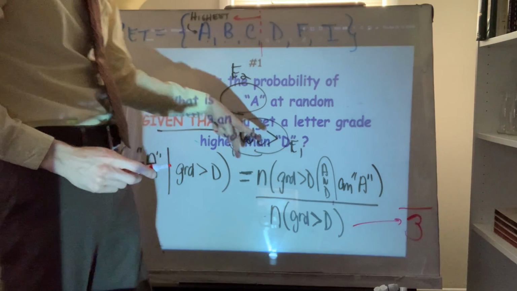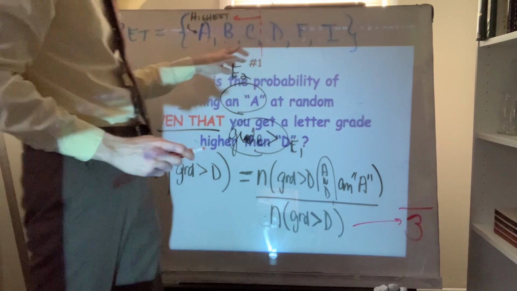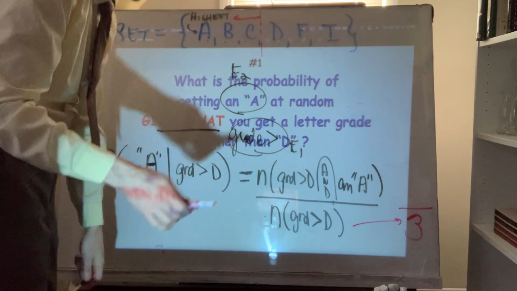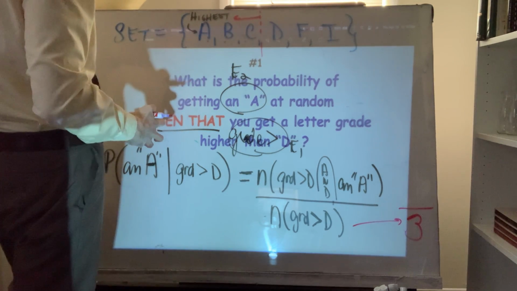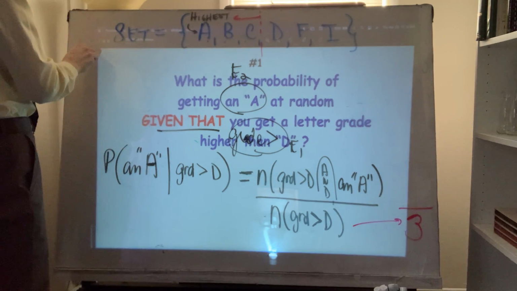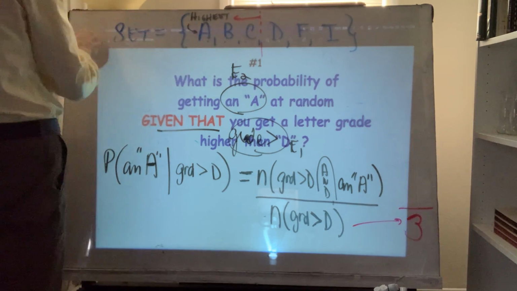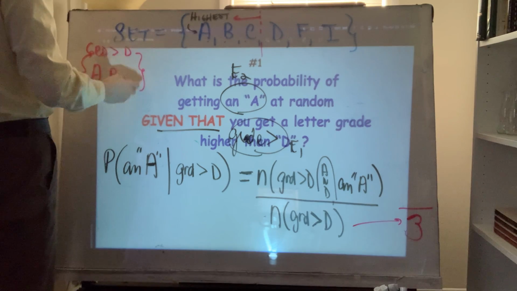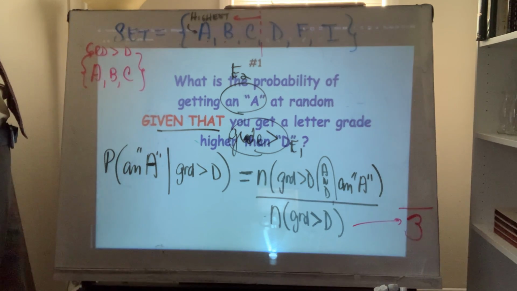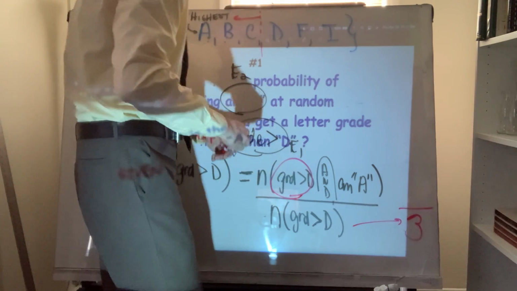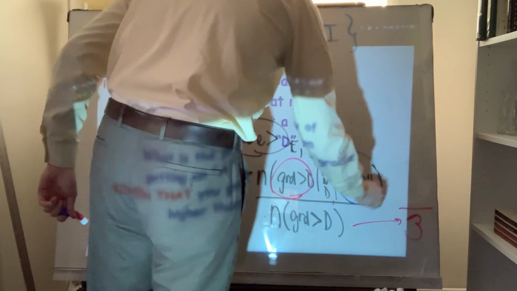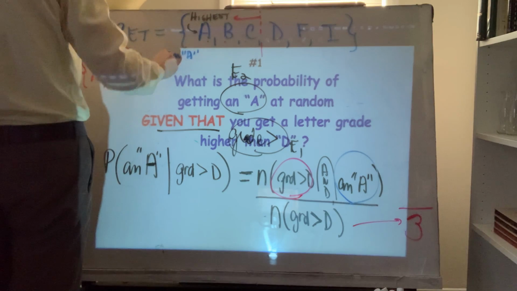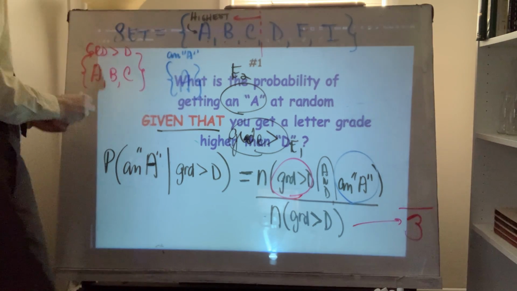Now, the other thing would be a little bit more tricky because we're dealing with an intersection of 2 sets, right? If you think about it from earlier in the semester when we broached the subject of set notation, this is a set of grades higher than D: A, B, and C. And this is the set that are things that are A. Very simple, it's just A itself.